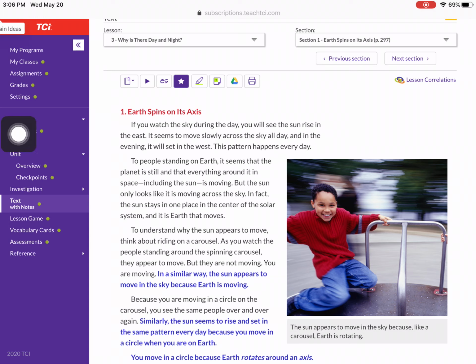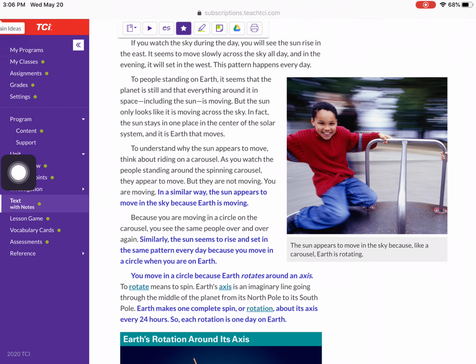Section 1. The Earth spins on its axis. If you watch the sky during the day, you will see the sun rise in the east. It seems to move slowly across the sky all day, and in the evening, it will set in the west. This pattern happens every day. To people standing on Earth, it seems that the planet is still, and that everything around it in space, including the sun, is moving. But the sun only looks like it is moving across the sky. In fact, the sun stays in one place in the center of the solar system, and it is Earth that moves.